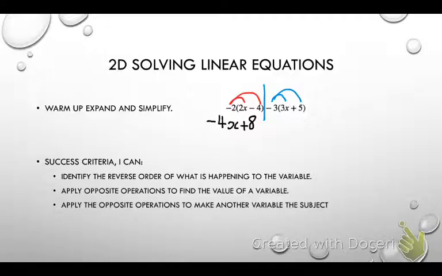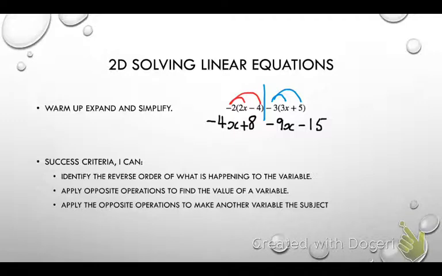We've got -3 multiplied by 3x, so 3 threes are 9. Negative times a positive is a negative, so we take it to -9x. Lastly, -3 times positive 5. Negative times positive is a negative, and 3 times 5 is 15, so -15. Okay, and that's it there.